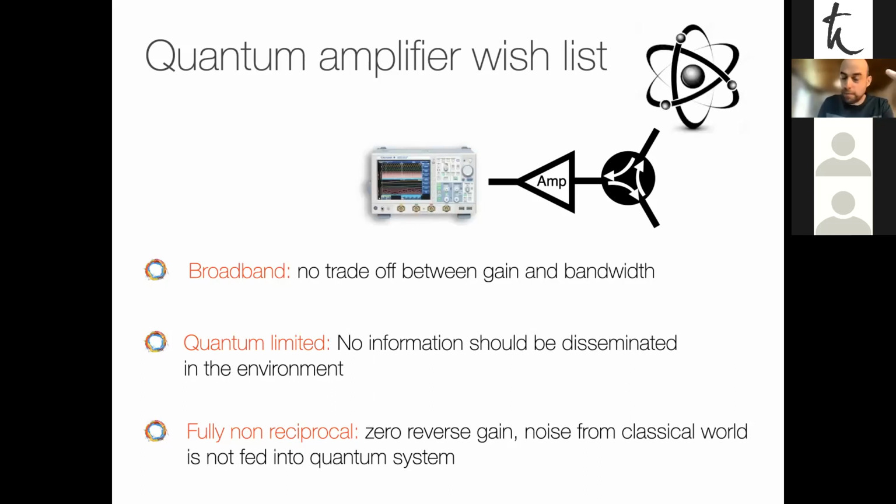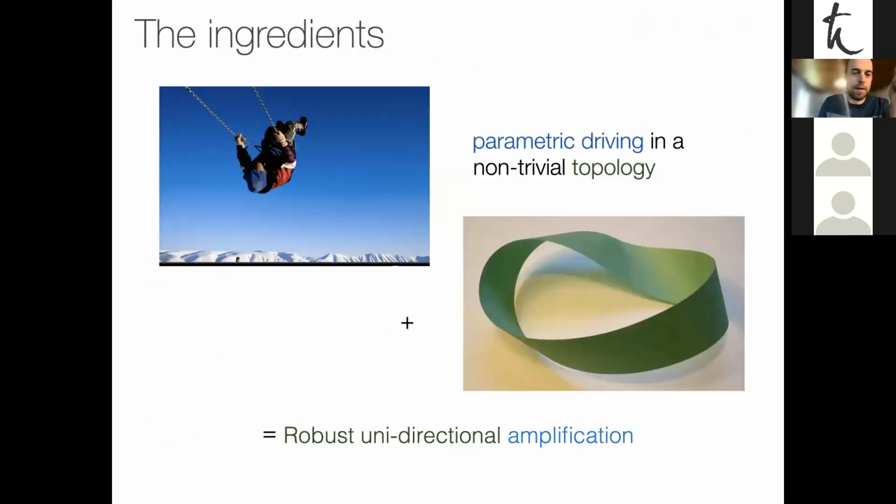It should be quantum limited. So in theory, this means no information should be disseminated in the environment. And here we add another element to the wish list. We want it to be fully non-reciprocal. So if you inject something in the output port, nothing should arrive into the fragile quantum system. And this is where the topology of our system will come to the rescue.